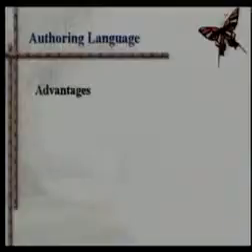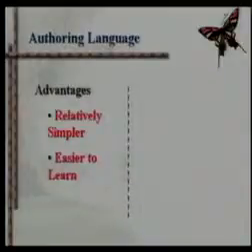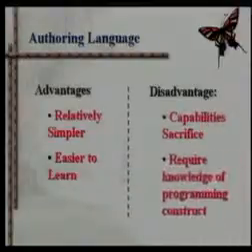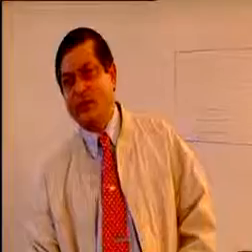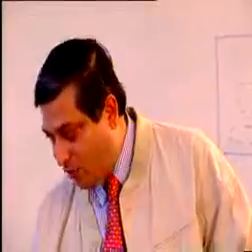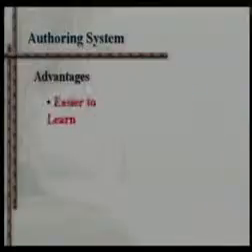If you go to the next level, that is authoring language, it is relatively simpler, easier to learn, but the disadvantage is capability is sacrificed and it requires knowledge of programming constructs. So at least you have to know a little bit of algorithm. You do not have to know the language, the syntax, but you have to know the algorithm concept. But now we have authoring systems. What are the advantages? It is much easier to learn. Even if you do not have any programming language sense, you can do that through authoring.